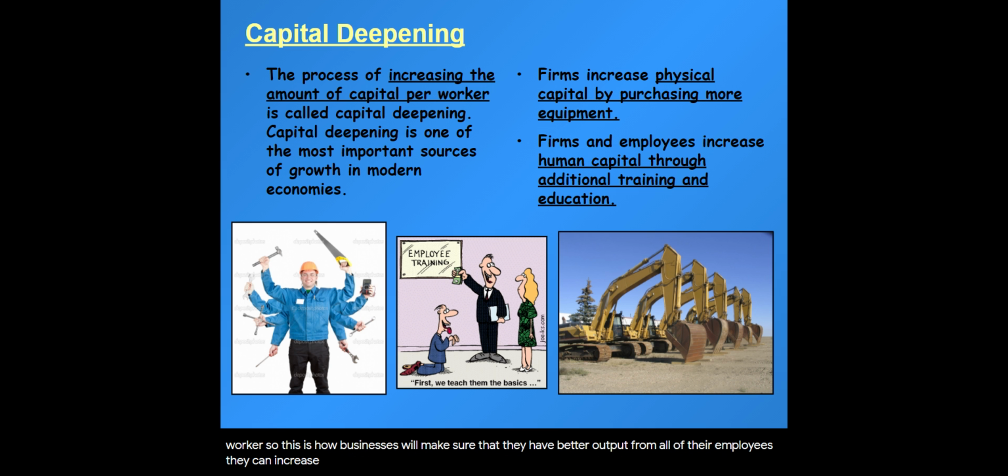They can increase physical capital by purchasing more equipment. They could purchase new technology, new computers, new software to make the jobs easier and quicker to do. They can also increase human capital through training, through education, different sorts of training programs they can send their workers to so their workers can be more efficient.